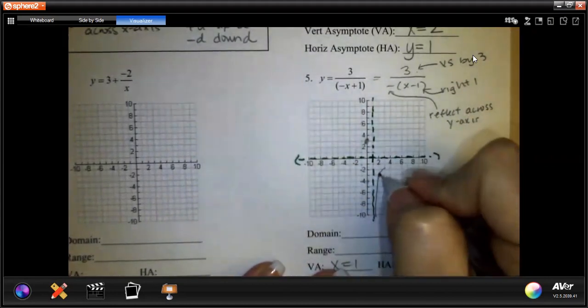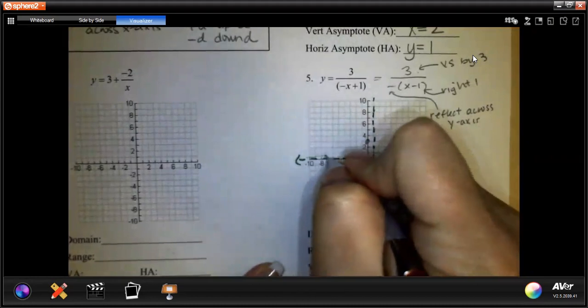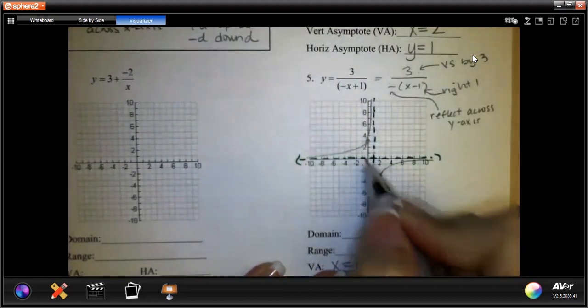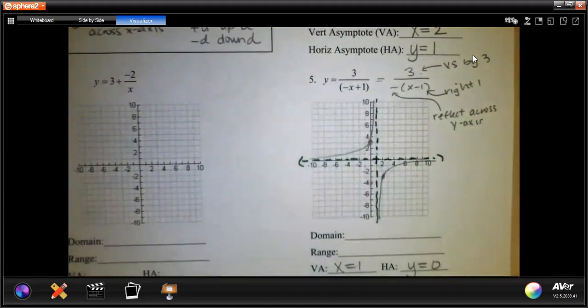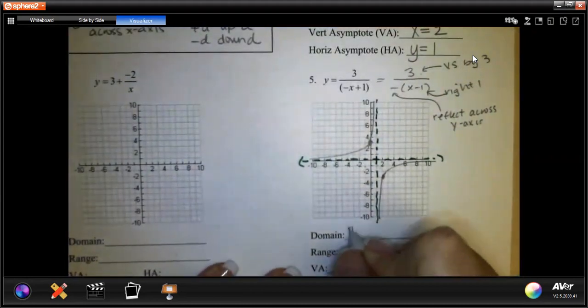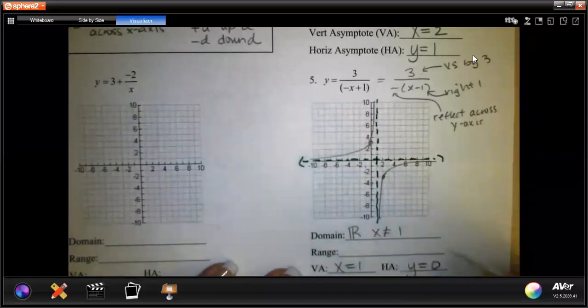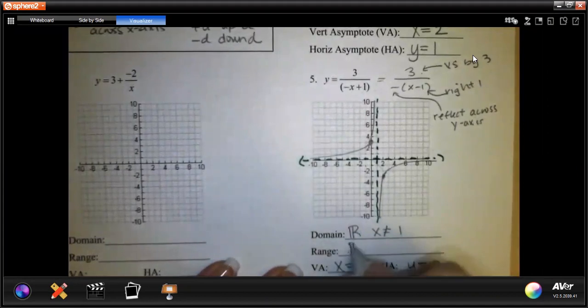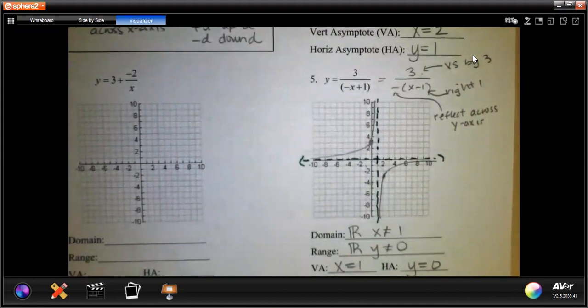Since this is a vertical stretch of 3, it's going to be even further from our points there. So we'll have a bigger gap there. That's what that vertical stretch does, is create that gap from pulling it vertically this way. So our domain is all real numbers except for 1, which is that vertical asymptote, because that's what it's jumping over. And our range is all real numbers except for 0, which is that horizontal asymptote that it is jumping over. So now you should be able to graph without a calculator using those parent functions.